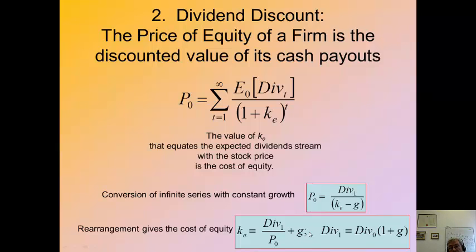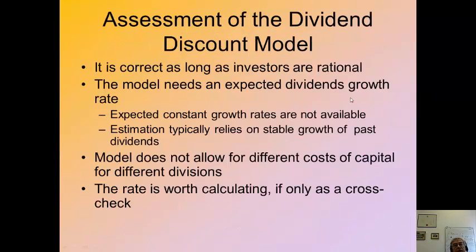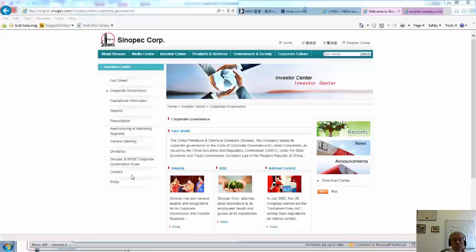And this is the growth rate of dividends that is expected to prevail forever. So remember that the dividends are equal to the current period dividends that we observe times 1 plus the growth rate. Now, the dividend discount model is theoretically correct. So as long as investors are rational, and as long as we can observe these items in the market, then we can calculate a reasonable cost of equity.